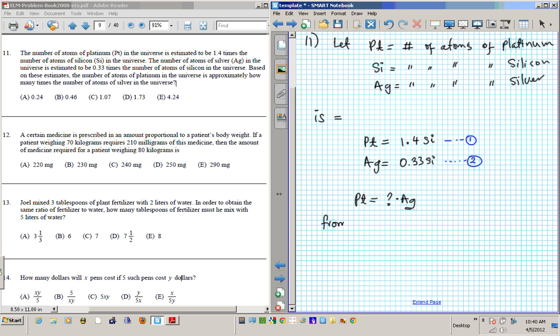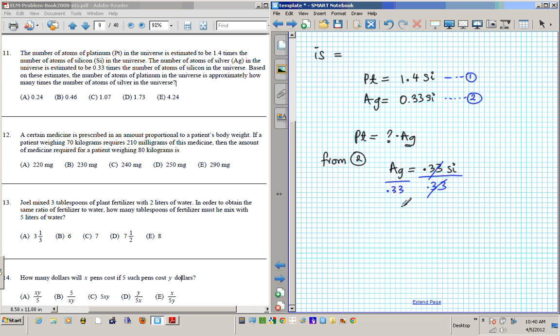From the second equation, I want to get SI by itself so I can make a clean substitution. We have AG equals 0.33 times silicon. How do I get SI by itself? You divide, right? Divide both sides by 0.33. These two cancel out, so you have SI equals silver over 0.33. Okay. Now I have SI by itself.